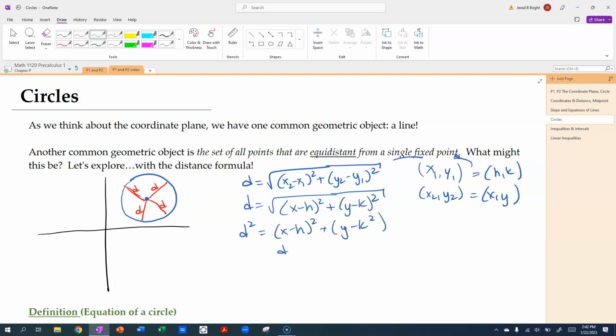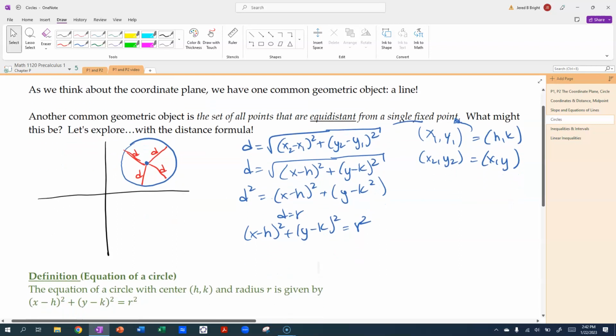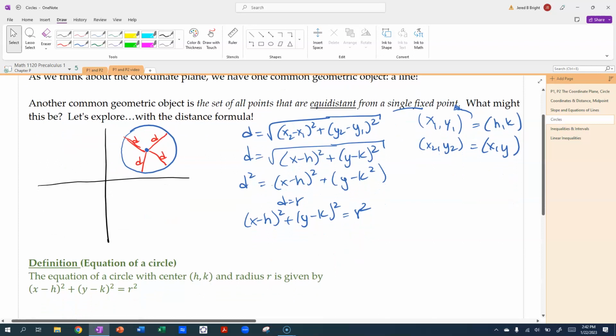And then at this point, typically we just let d equal r for radius. If we swap sides of the equation, we get x minus h quantity squared plus y minus k quantity squared is equal to r squared. And that is precisely the equation of a circle, where the center is the fixed point at h, k, and we have a radius r, the distance from the center to any point on the circle.